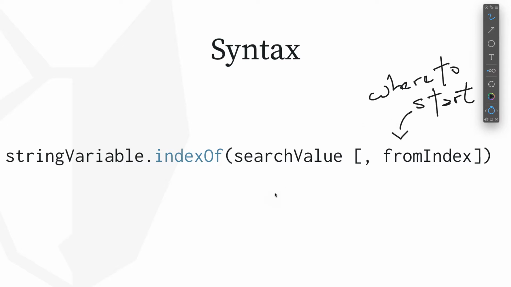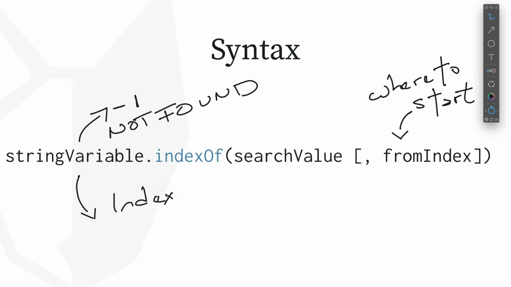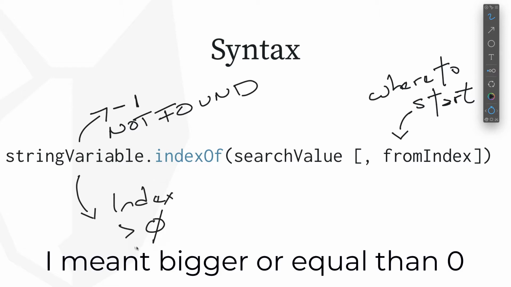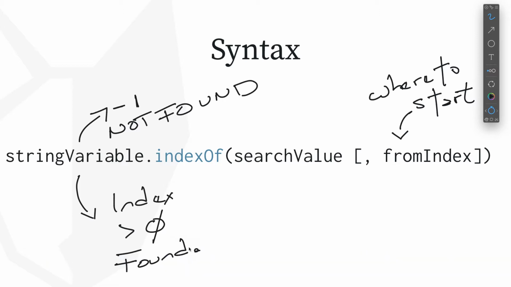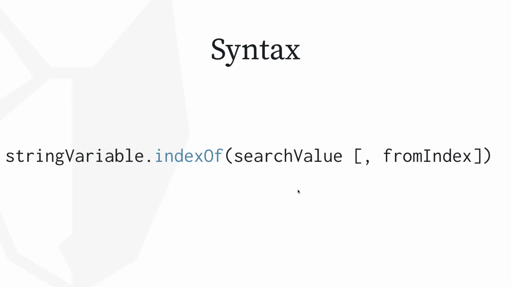Now, this function is going to return two things. It could either return -1, which basically in this case means not found, or it could return an index that's going to be bigger than or equal to 0 if we found a value. Yeah? So these are the only two choices that this function will return, and it only needs two arguments. It needs the search value, that's the thing that you're looking for, and it needs the fromIndex, which is the point at which you're going to start to search for this search value. With that said, we can go and write some code.